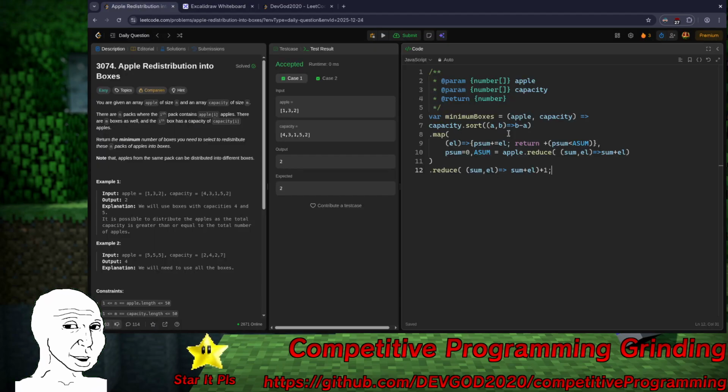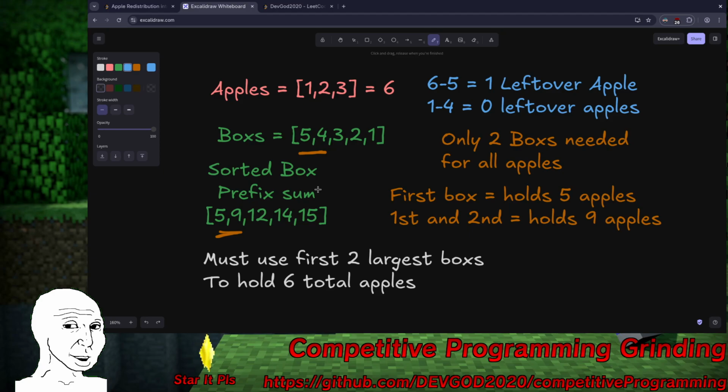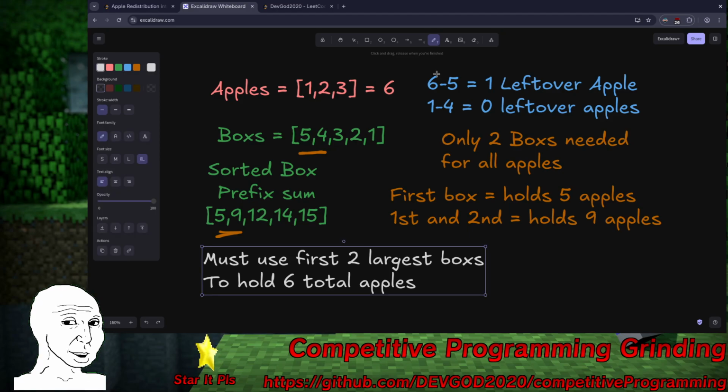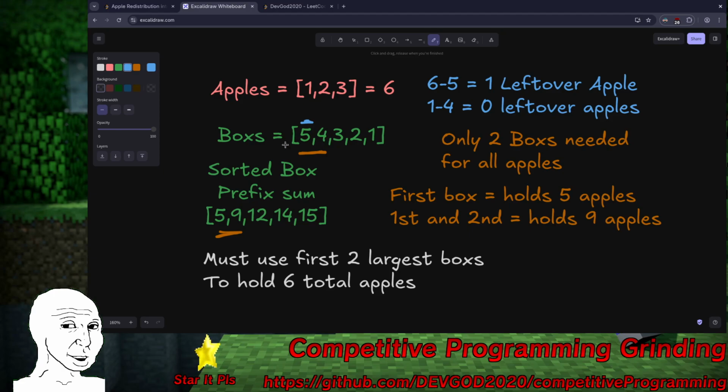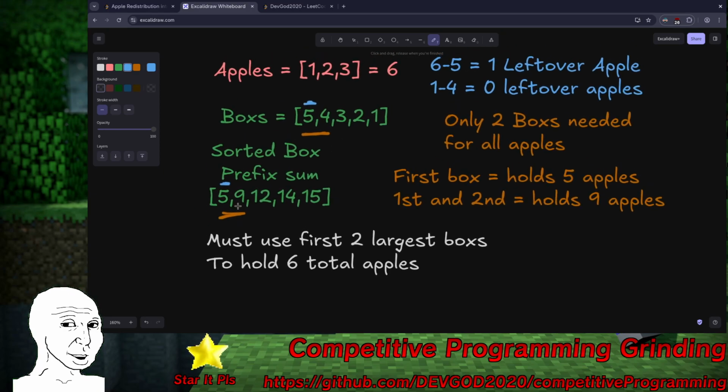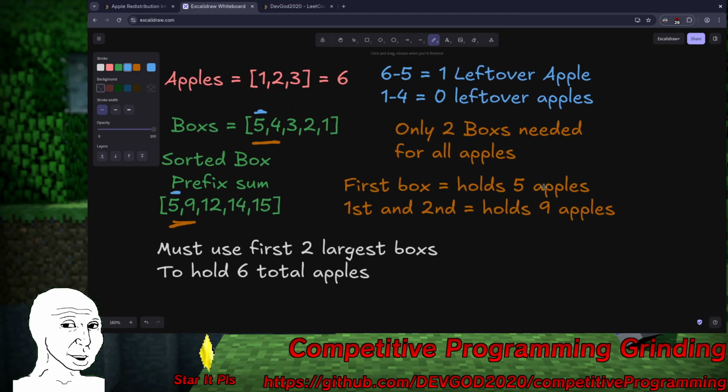My newer solution, which is more of a one-liner in JavaScript, is actually going to use the sorted capacity box array, and it's going to apply what we call a prefix sum to that box array. What this prefix sum basically means is, if we were to take this box right here for number 5 and only that box, then we can only have up to 5 apples. Oh yeah, and I actually have that written right here. So the first box can hold up to 5 apples.